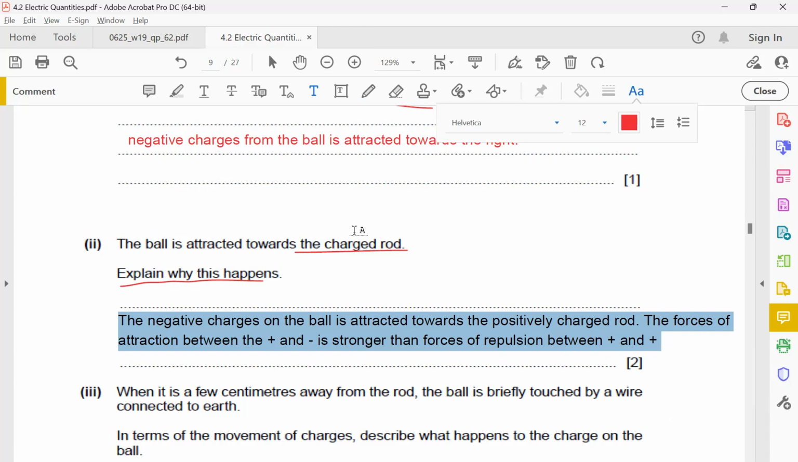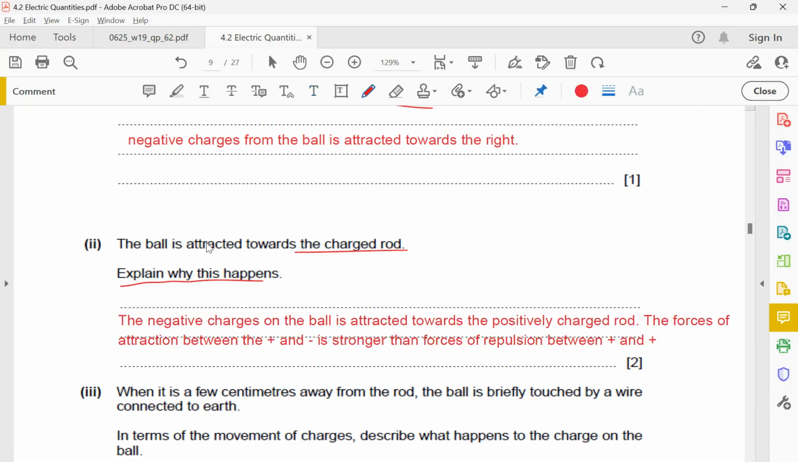Because they already said that it's attracted towards us. So the only reason it could be attracted towards is because the attraction is stronger than the repulsion. But if the question changed the other way around, let's say it's repelled away, which is a question I've never seen before, then the opposite will be true. The repulsion force will be stronger than the attraction force. Okay.